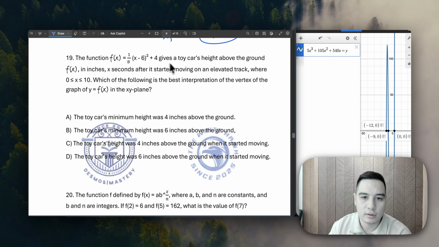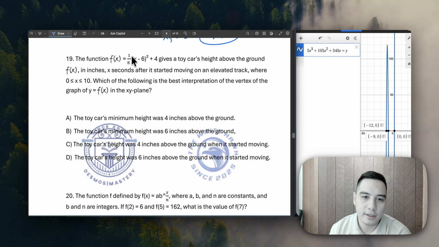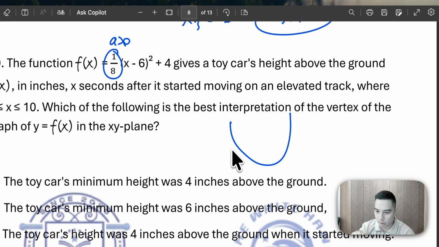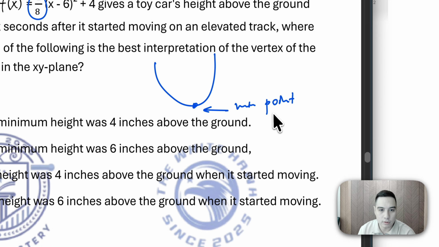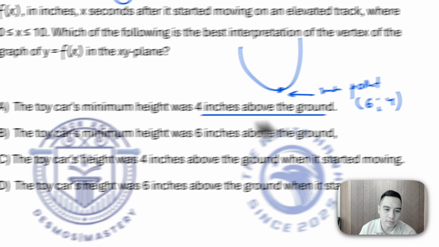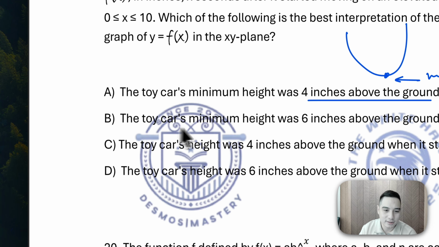The given function gives a toy car's height above the ground x seconds after it starts moving along the elevated track, where x is between 0 and 10. Which of the following is the best interpretation of the vertex of the graph in the xy plane? The constant coefficient a greater than 0 means the parabola is smiling, and the vertex is a minimum point, 6 and 4. The toy car's minimum height was 4 inches above the ground. The toy car's minimum height was 6 inches.